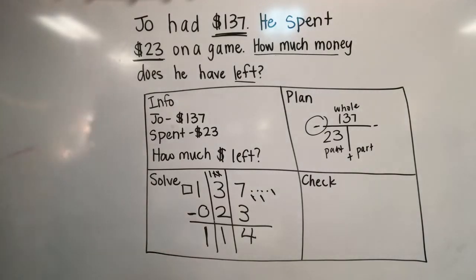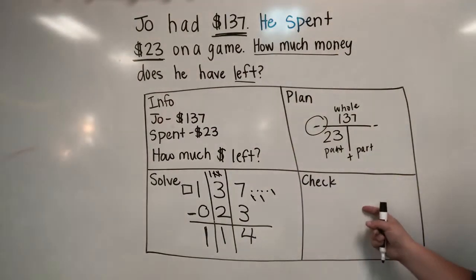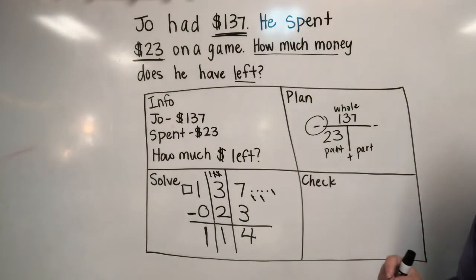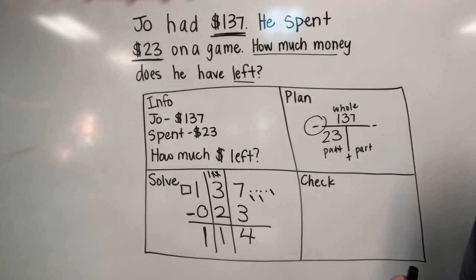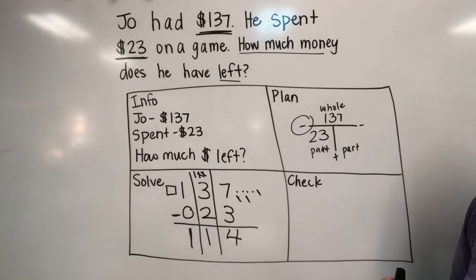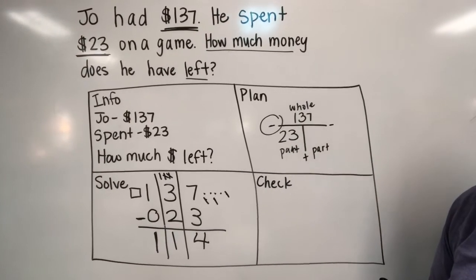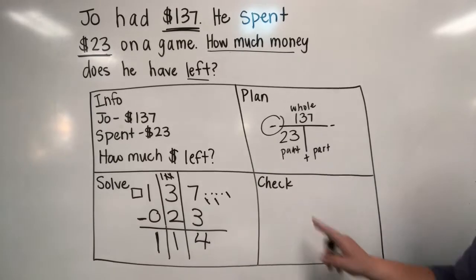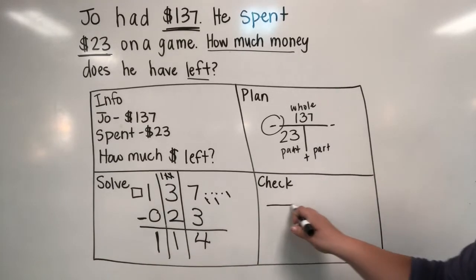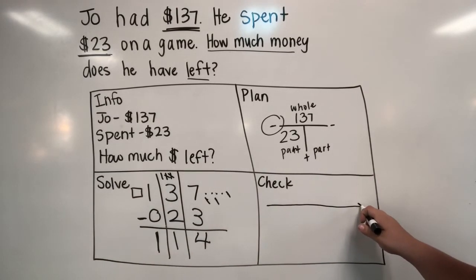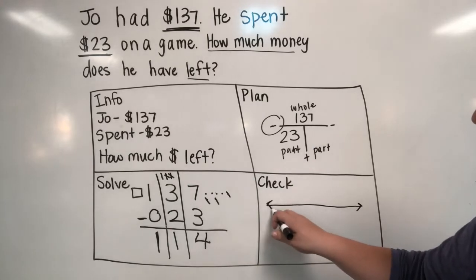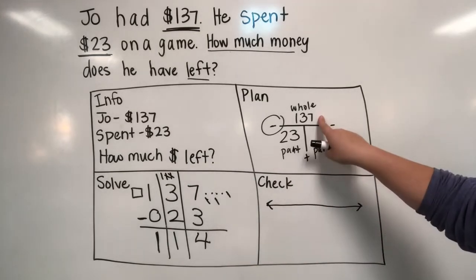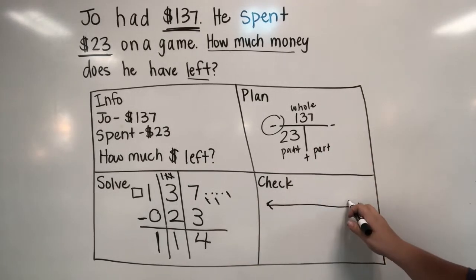Right, and then the last box that we're going to do is we're going to check our work. Remember, that means that we can try a different strategy or we can use addition to check subtraction. Okay, but I want to try a different strategy. I think in this box I'm going to use a number line. Why not? Okay, so I have my number line here, and I'm going to start at my largest number. I'm going to start at my whole, which was 137.